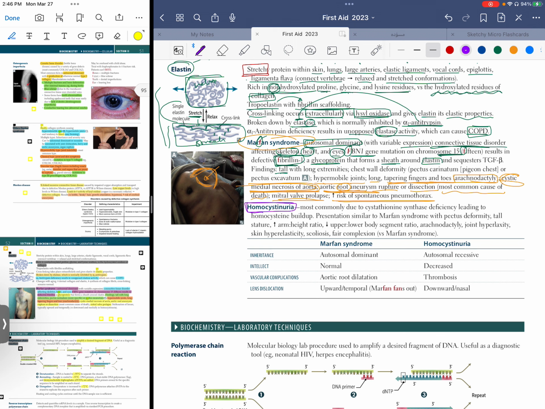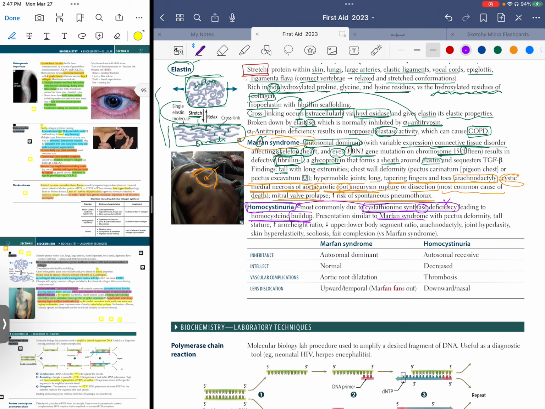We also have some other problem. That's homocystinuria. It's most commonly due to cystathionine synthase deficiency. That's homocystinuria. It's most commonly due to cystathionine synthase deficiency, leading to homocysteine buildup. If we do have a problem with that enzyme, the cystathionine synthase, then we don't convert homocysteine anymore. That's why it builds up.